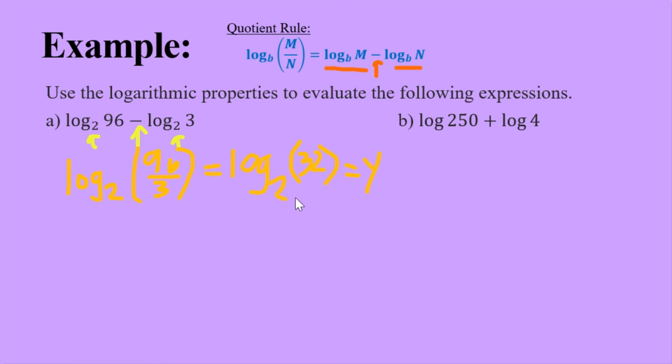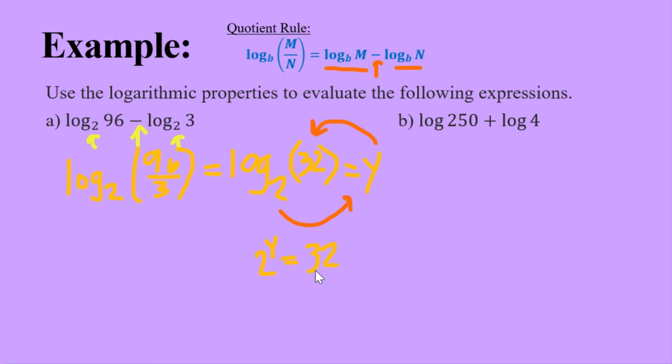So now if you remember, we can rewrite this in the equivalent exponential form. If you remember that circular pattern, we can take the base, raise it to what we have on the right-hand side, and set it equal to 32. So now we have 2 raised to the y is equal to 32. Now we want to eventually solve for y. Whatever we get for y, that's going to be the value of this expression.